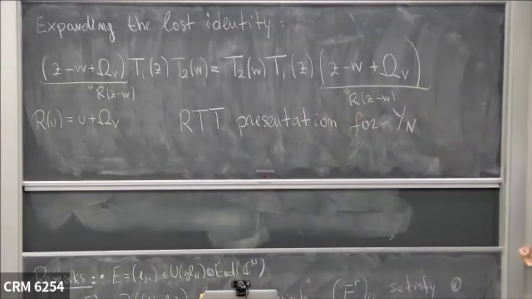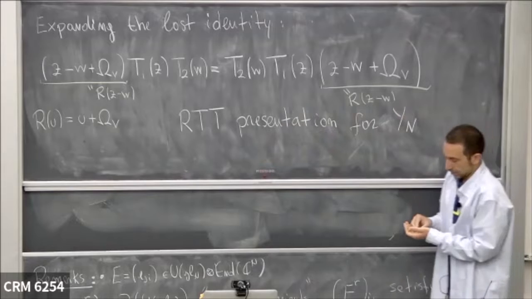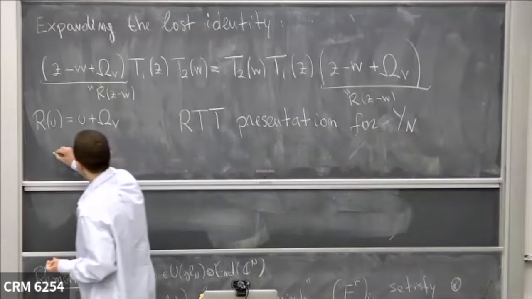And what are the properties of R? So R is called an R matrix.